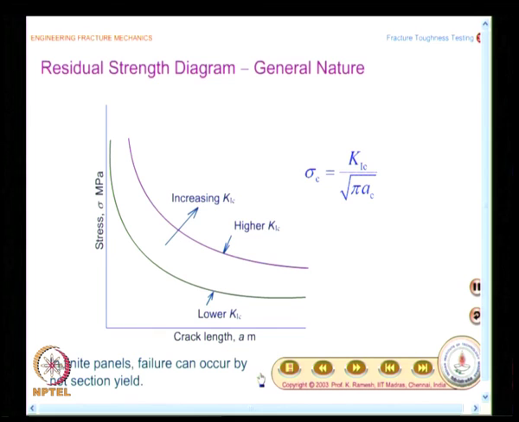And you should also keep in mind, in finite panels, failure can occur by net section yield also. If the crack length is sufficiently long and you have a net section which is small enough, for a particular combination of loads, more than fracture, it would be plastic collapse that would dictate how the panel will fail. Now, what we will do is we will look at how we can appreciate the apparent toughness.